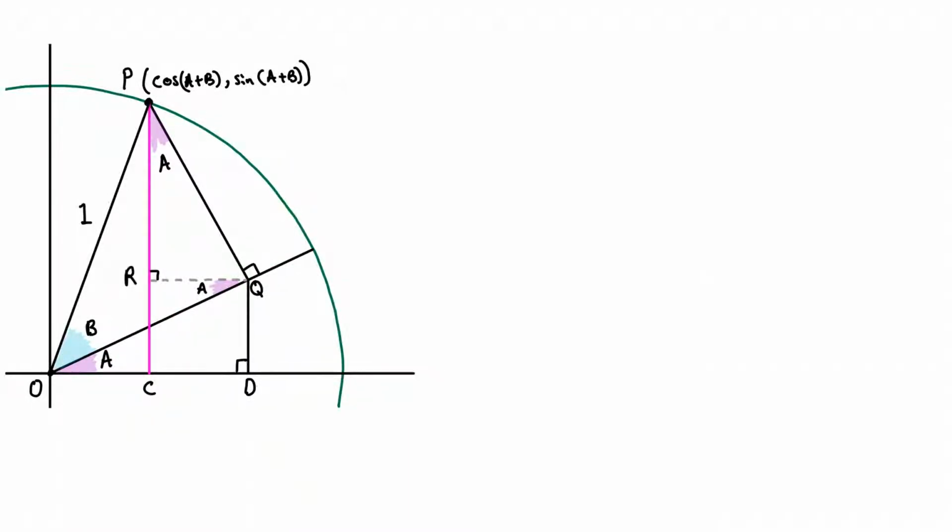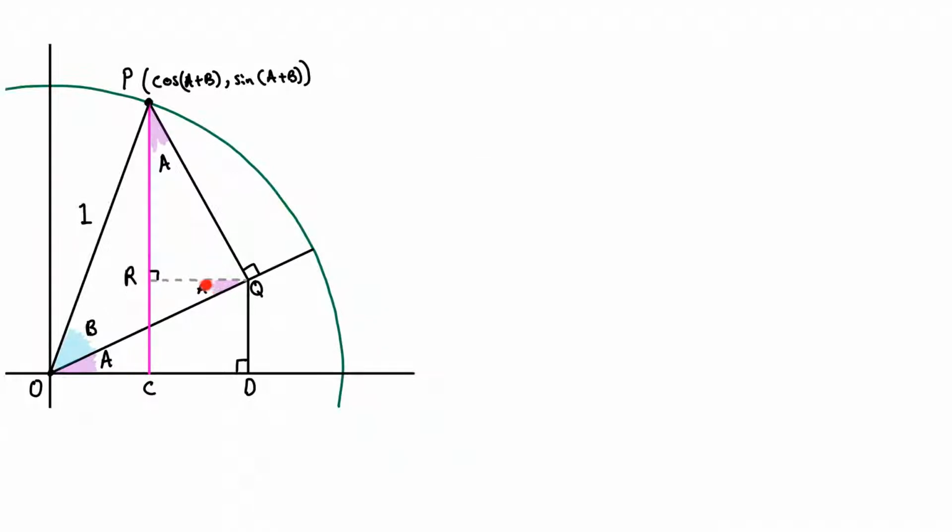From point P here, we're going to draw a perpendicular line to our first terminal arm, and we're going to label this Q. We're going to draw a perpendicular line from here to the x-axis, and we're going to draw a perpendicular line also to PC over here, so that length RQ is going to equal CD, and length RC is going to equal QD.